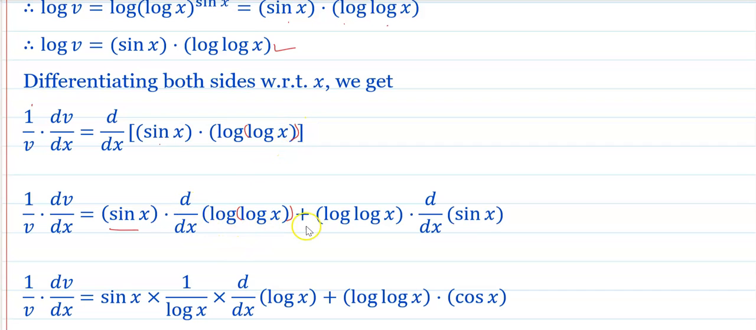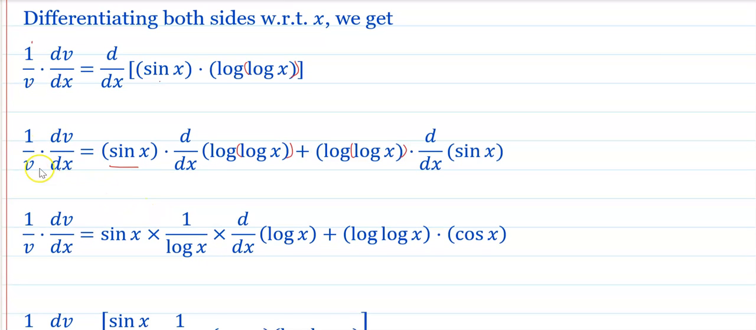d/dx of log x plus log of log x into d/dx of sin x, by applying the product rule. Therefore, 1 upon v dv by dx is equal to, this is the sin x. What is the derivative of log x? It is 1 upon log x into d/dx of log x, plus log of log x into d/dx of sin x, that is the cos x.